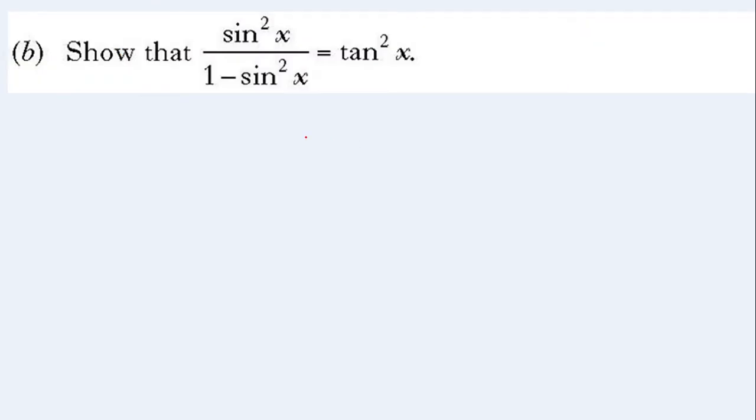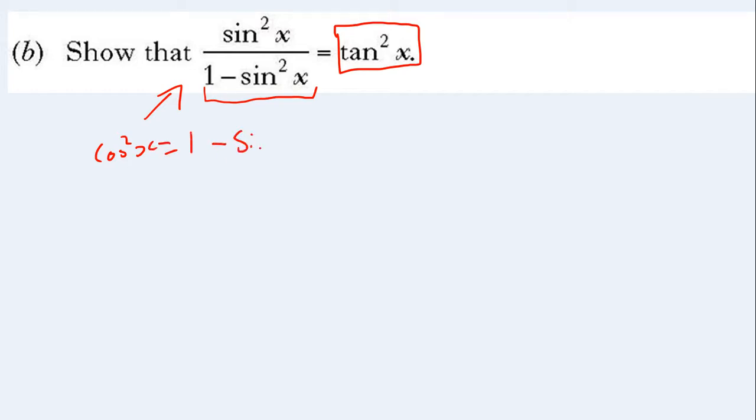Okay, so we've got to show that question. So what we're going to do for a show that question is we're going to sort of ignore this side of the equation, right? We're just going to play with this side until it ends up looking like this. So I'm hoping that the first thing you see is this 1 minus sine squared x. And we're going to remember that cos squared x is equal to 1 minus sine squared x. So this was the second identity that I taught you, and this is the rearranged version of it.